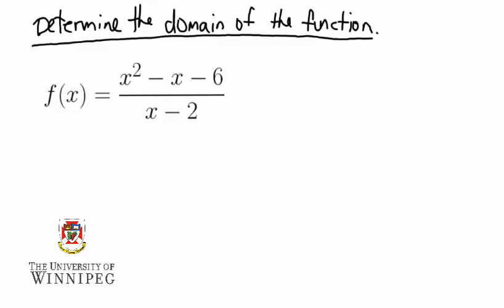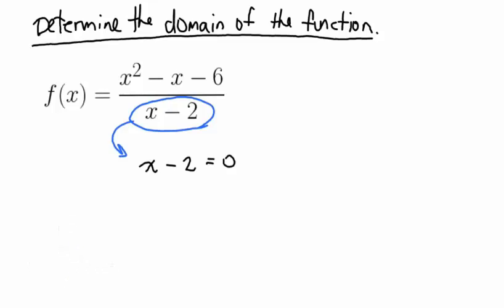To determine the domain of a rational function, we're really interested in looking at the denominator and finding any values of x in the denominator that cause a division by 0. In other words, the easiest way to find the bad values of x is to set the denominator equal to 0 and solve for x. In our case, x equal to 2 is a value that we do not want to include in the domain of our function.